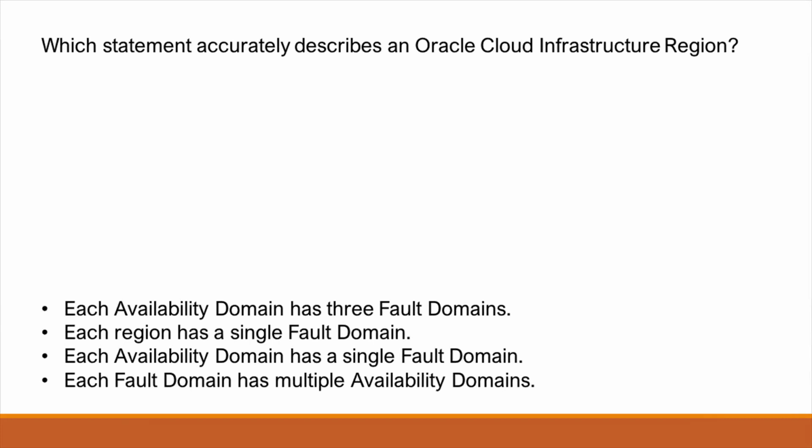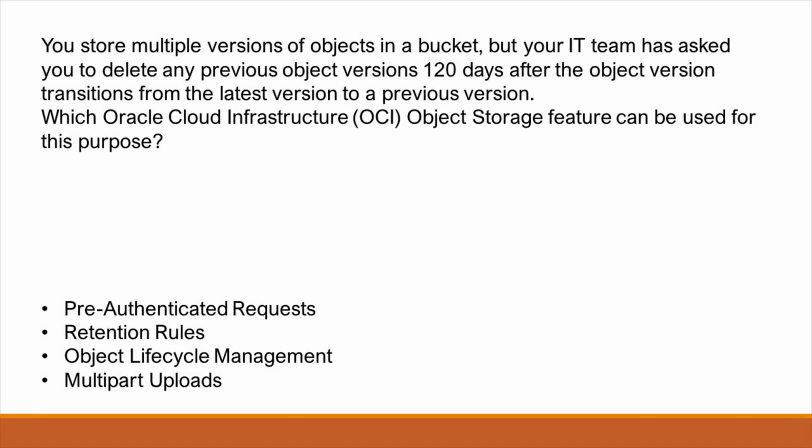Which statement accurately describes an Oracle Cloud Infrastructure region? Options we have for this question are, each availability domain has 3 fault domains. Each region has a single fault domain. Each availability domain has a single fault domain. Each fault domain has multiple availability domains. Correct answer for this question is option 1, each availability domain has 3 fault domains, and the other mentioned options are wrong in terms of OCI architecture. Let's talk about this question.